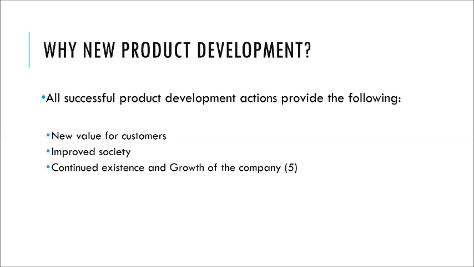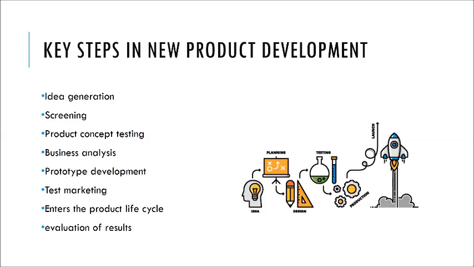If a company does not pay attention to new products, it would soon fold or be taken over by another company. The main question any firm should always ask itself is, what is it doing in order to improve? I have identified a few steps that firms need to consider when they craft their marketing planning process. These include the generation of ideas, screening, testing the product concept, business analysis, development of prototypes, test marketing, and the evaluation of results.